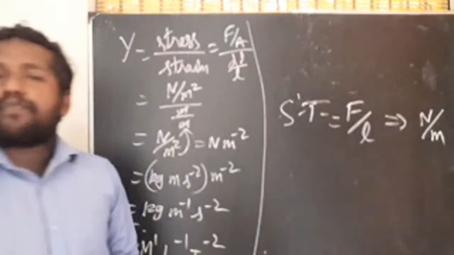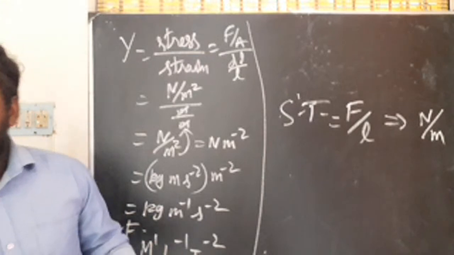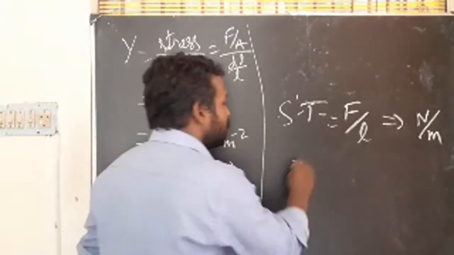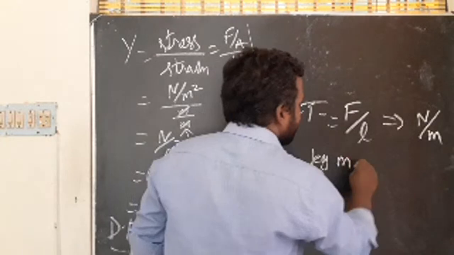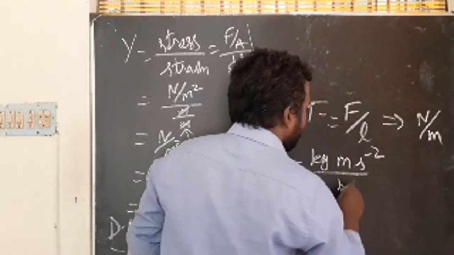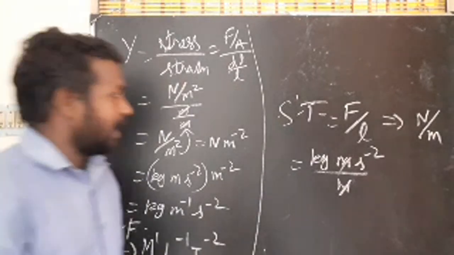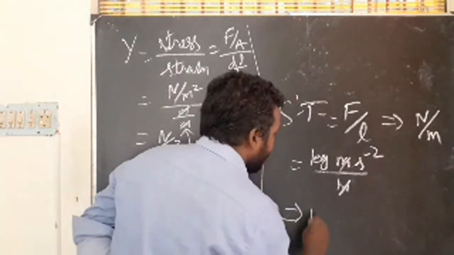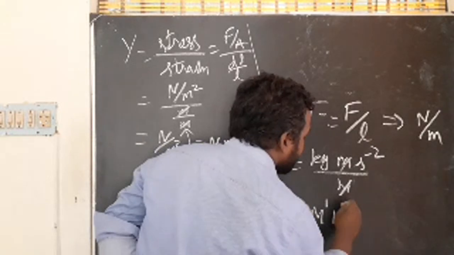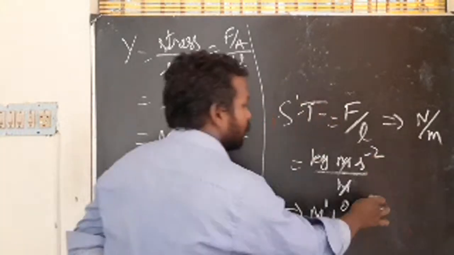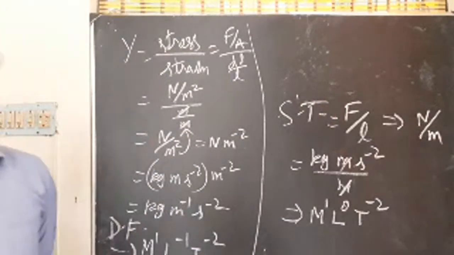Now we are finding the dimensional formula. Newton is kg meter second minus 2 divided by meter. Meter gets cancelled. Only kg second minus 2 will be there. So the dimensional formula is going to be M power 1 L power 0 T power minus 2. Now I got the surface tension dimensional formula.